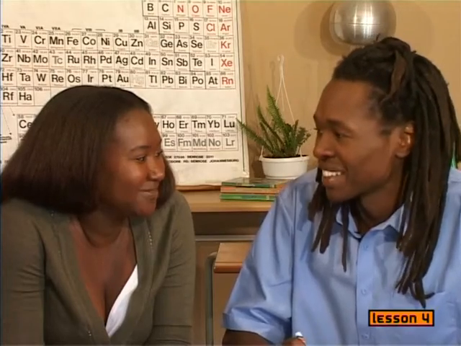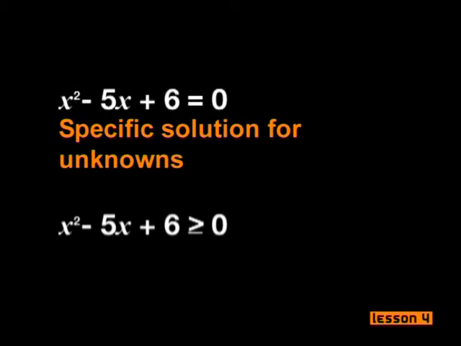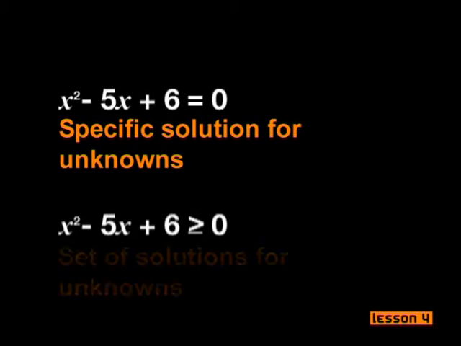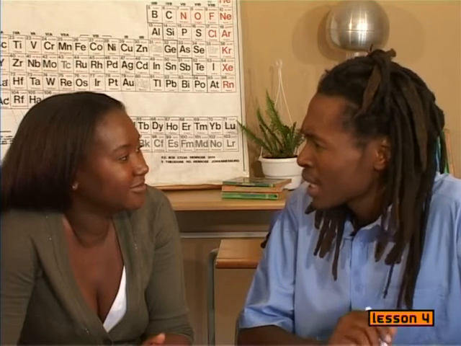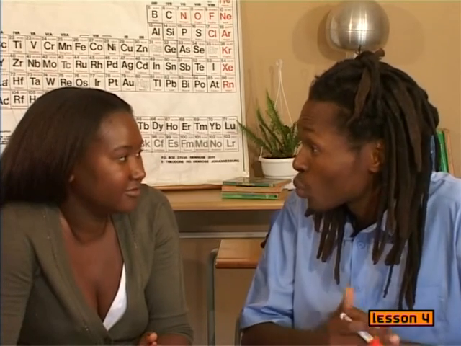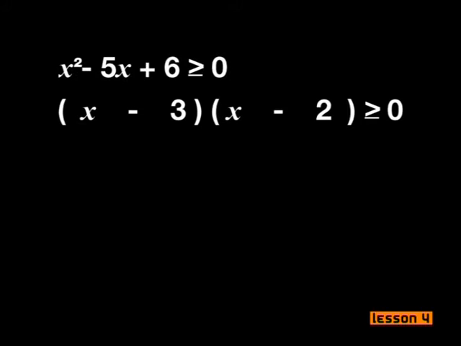Thanks, I've been practicing. All right, let's first talk about the difference between an equation and an inequality. When we are solving an equation, we are looking for a specific solution for the unknowns. When we are solving an inequality, we are looking for the set of solutions which satisfies the inequality. So what you are saying is, in an inequality, there's a whole range of answers. Yes, that's right. In a quadratic inequality, we need to find the set of solutions that make the inequality true.